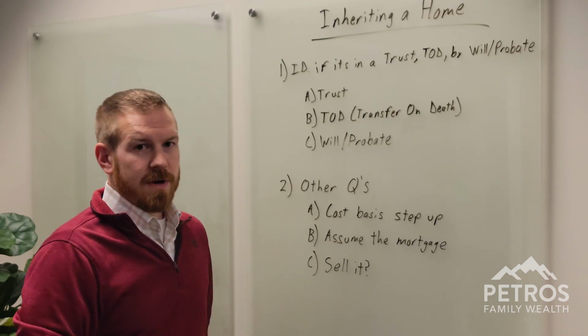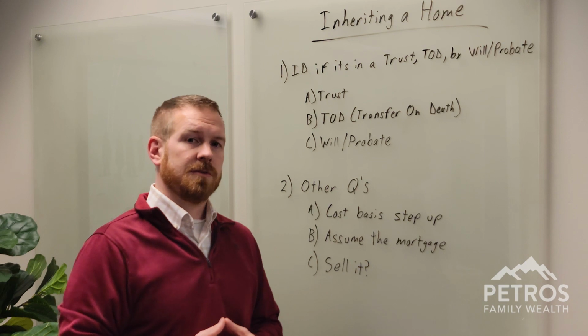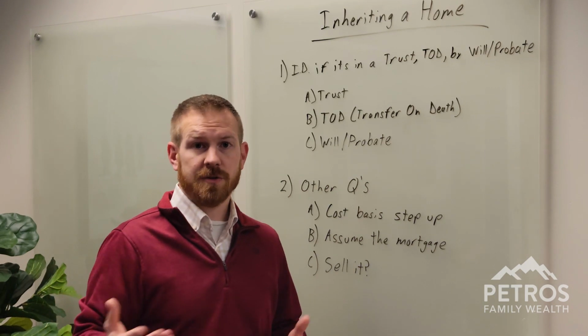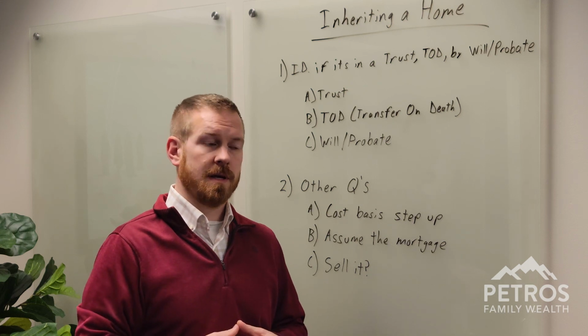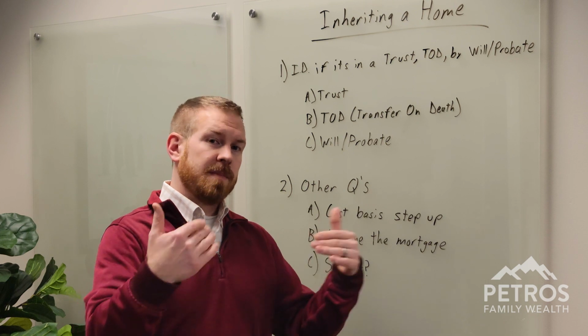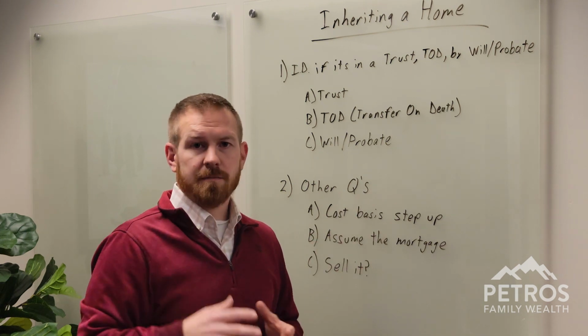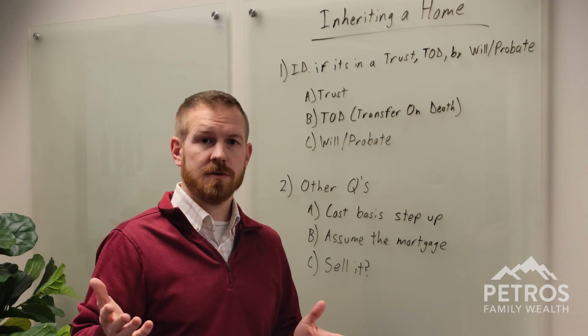Other questions that you might want to ask or think about once you identify what the actual process is. The first one is what's called a cost basis step up. So if your parents had a revocable trust or they held it in a transfer on death or will, then there's what's called a step up in cost basis. So your parents might have purchased the home for $100,000 and over time it's now worth $300,000.